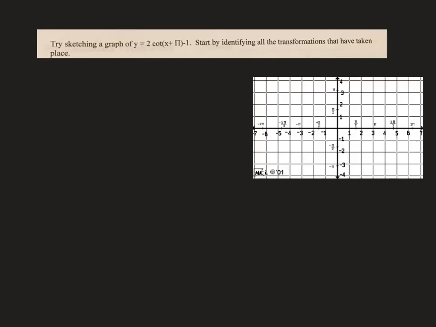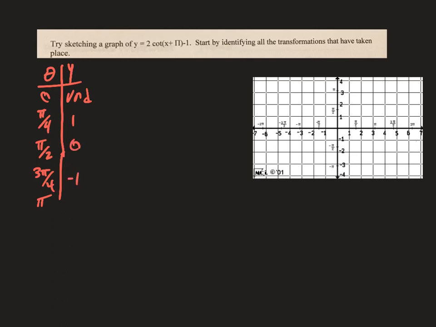All right, now let's try setting up a graph for this. Okay, so let's go ahead and write out the original values that we had on the previous page. So theta and my y values, which is cotangent basically. We're going to say, hey, I've got 0, pi over 4, pi over 2, 3 pi over 4, and pi. And on the right-hand side, we've got undefined, 1, 0, negative 1, and undefined again. All right, great.